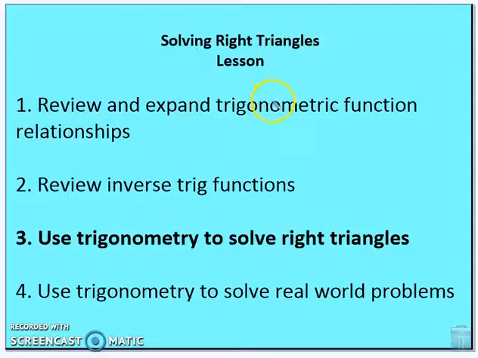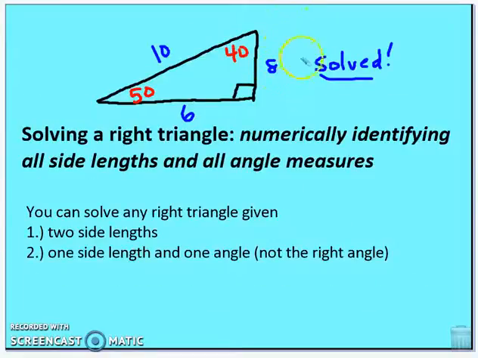All right, so now we're going to talk about using trig to solve right triangles. We're going to talk about what solving a right triangle means. Solving a right triangle mathematically means numerically identifying all the side lengths and all the angle measures. So that means 90, 40, 50 for the angle measures in degrees, and then 6, 8, and 10 for the respective side lengths.